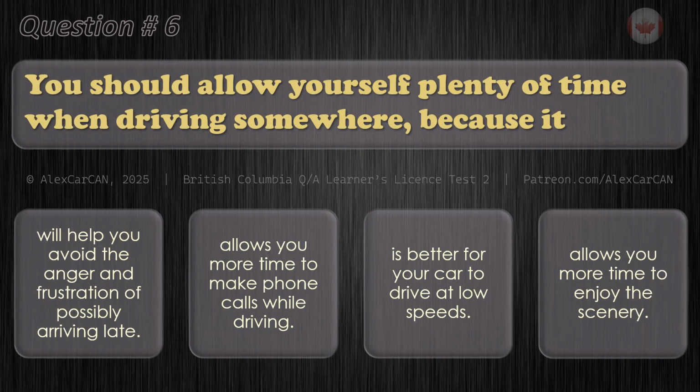Question number 6. You should allow yourself plenty of time when driving somewhere, because it will help you avoid the anger and frustration of possibly arriving late. Allows you more time to make phone calls while driving. Is better for your car to drive at low speeds. Allows you more time to enjoy the scenery. The correct answer is will help you avoid the anger and frustration of possibly arriving late.